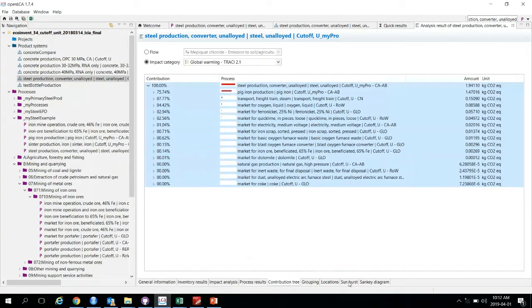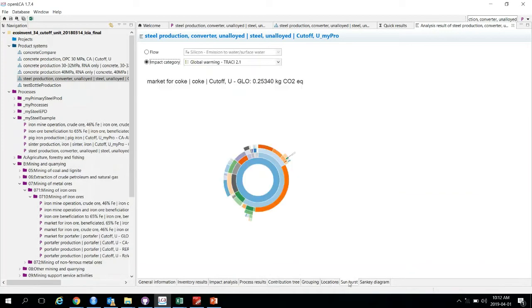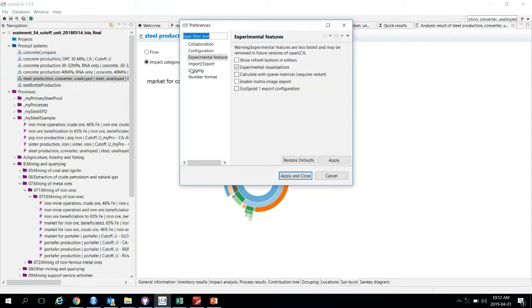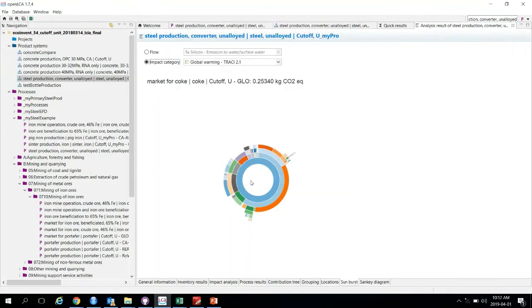They actually do have an option for sunburst. It's under development, but if you go to preferences, you might not see it right away, but if you go to preferences, you can go experimental features and select experimental visualizations, and then it'll allow you to see this. This might be a little bit useful, but it's not really easily extracting information, but it gives you that kind of quick understanding of like, okay, wow, this is a big impact.